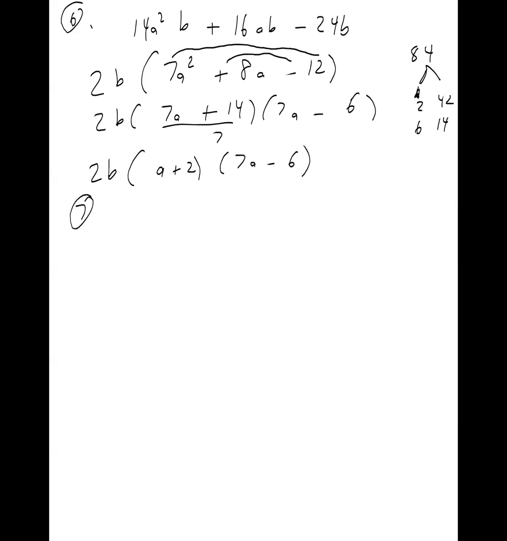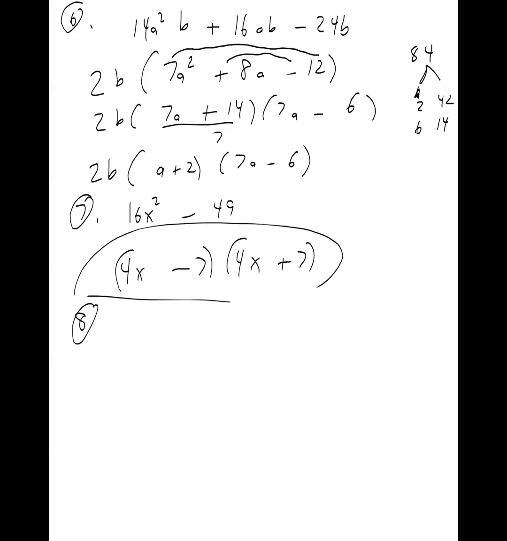Then question 7. It says 16x squared minus 49. Since there's only two terms, and since we can take the square root of both of them, we can use a square root factoring method, which is to take the square root of this and assume it's positive, and x. So it makes 4x minus 7, and then the conjugate of that, which is 4x plus 7. That's pretty easy.